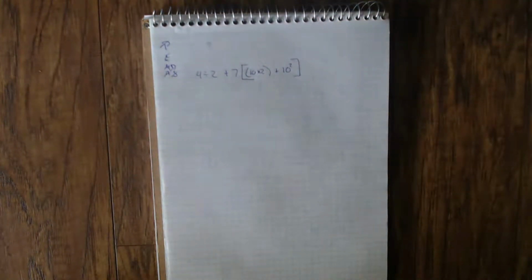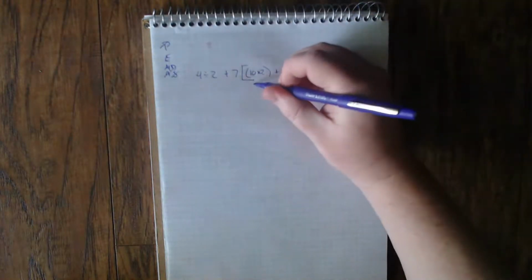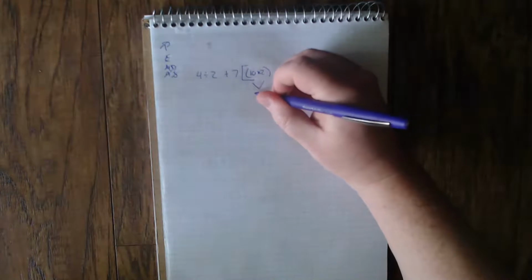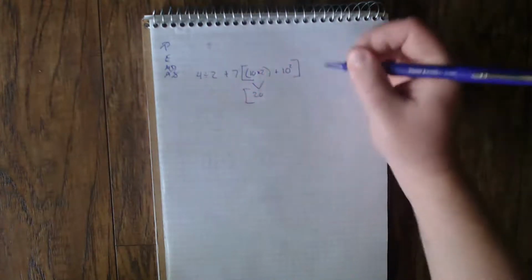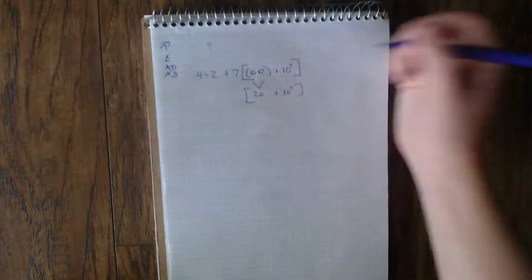Okay. First thing, parentheses. We have to do our parentheses first. So 10 times 2 is 20. This is still in the bracket with 10 to the second power.